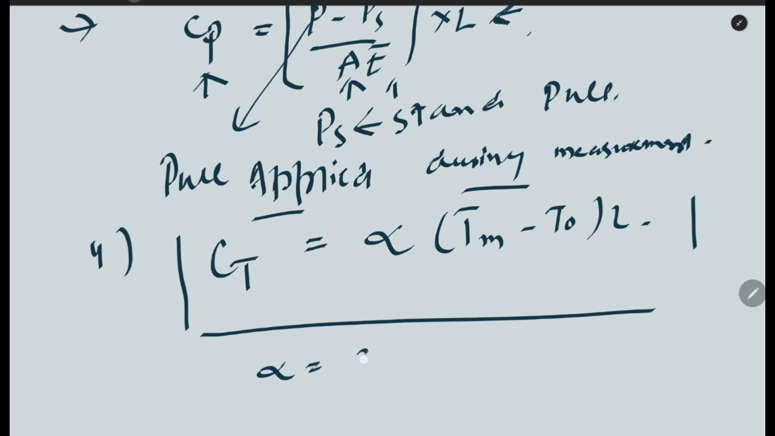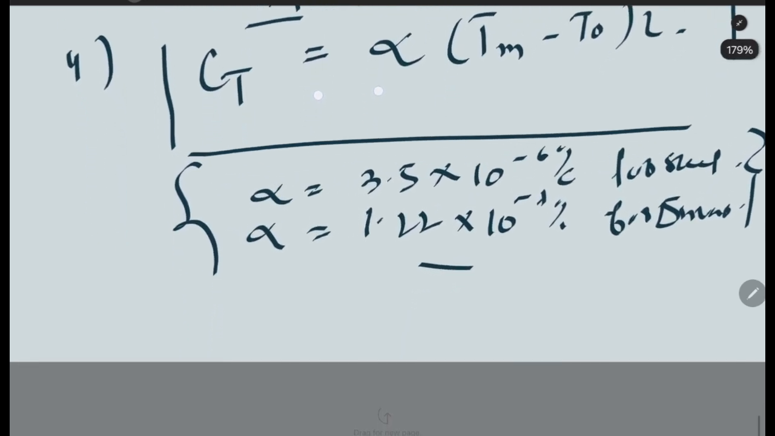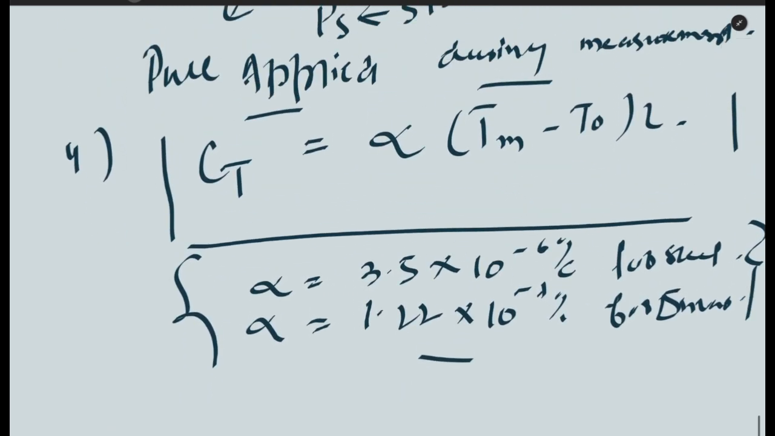This alpha is equal to 3.5 into 10 to the power minus 6 per degree Celsius for steel tape, and this alpha is equal to 1.22 into 10 to the power minus 7 per degree Celsius for invar tape. So it is comparatively less for the invar tape. This is also positive if Tm is greater than T0, and if Tm is less than T0, it will be negative. Now the next one is correction for sag.